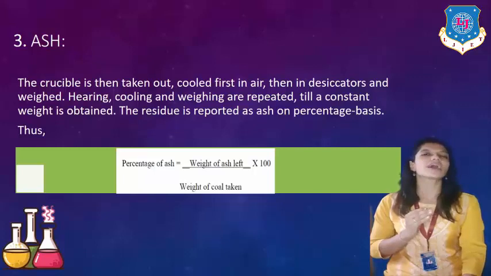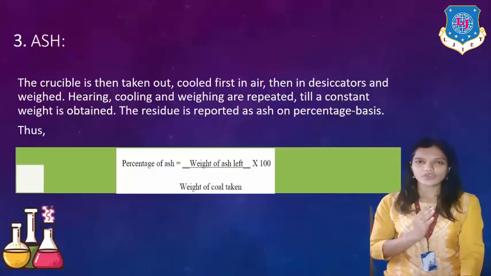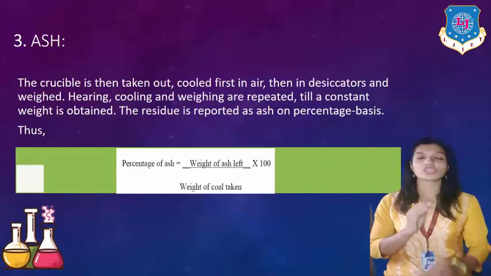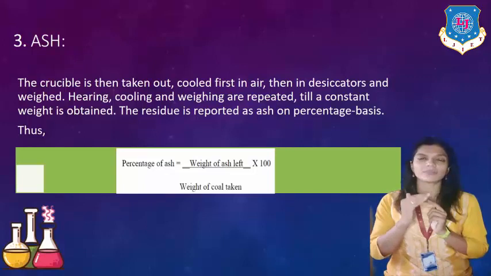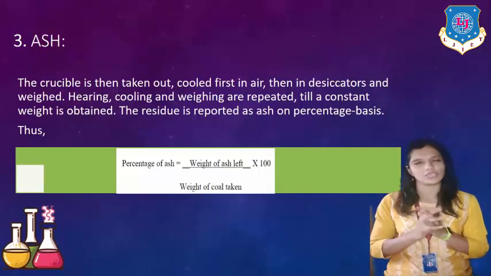Okay, you need to make sure that it is obtained on the percentage basis. The percentage of ash can be calculated using this formula again. The percentage of ash is equal to weight of ash left divided by weight of coal taken into 100. Make sure that you take the weight of ash left after the combustion, after the reheating, after the heating of the residual coal, etc. will be done. Afterwards, we have to take it into consideration. Okay?